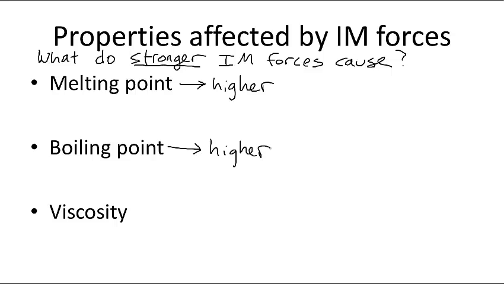Viscosity, what is viscosity? How thick a liquid is, how much it resists flow. Viscosity is resistance to flow. So, for instance, honey is very viscous. You try and pour honey, it pours very slowly.